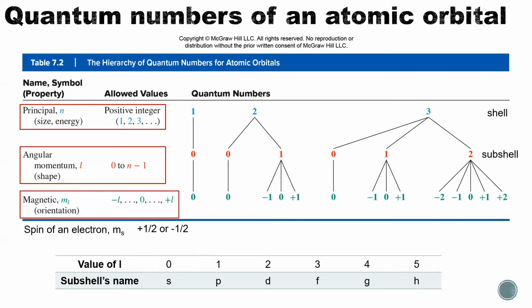All right. So for this chapter, we require students to be able to know the rules of these quantum numbers and be able to identify what is right and what is wrong in a given set of quantum numbers. All right, so let's go through a few practices.